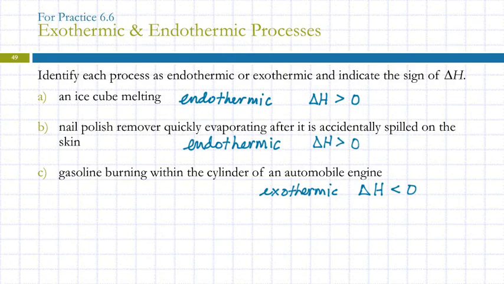What makes this confusing is there's always a system and a surroundings. And what's endothermic for the system would be exothermic for the surroundings. If the system is exothermic, then the surroundings are endothermic because the heat leaving has to go into something. It leaves one and it goes into the other. And so you need to make sure that you're looking at the correct part.